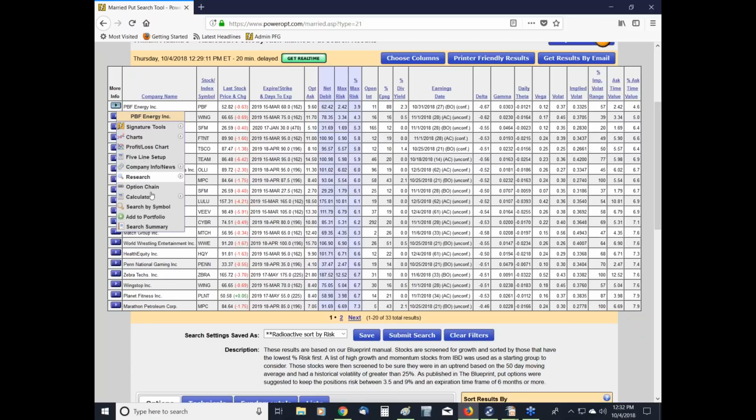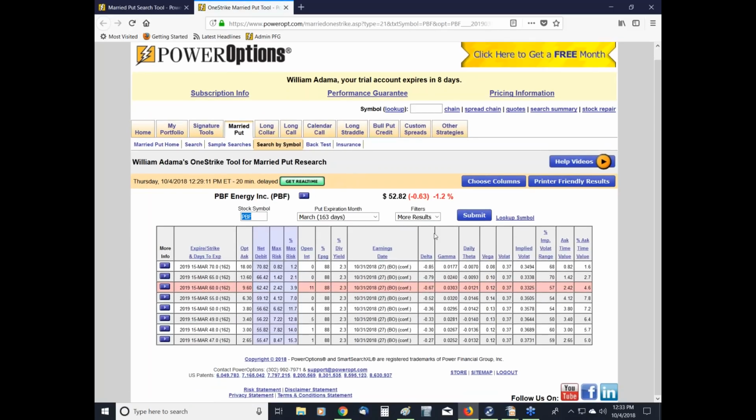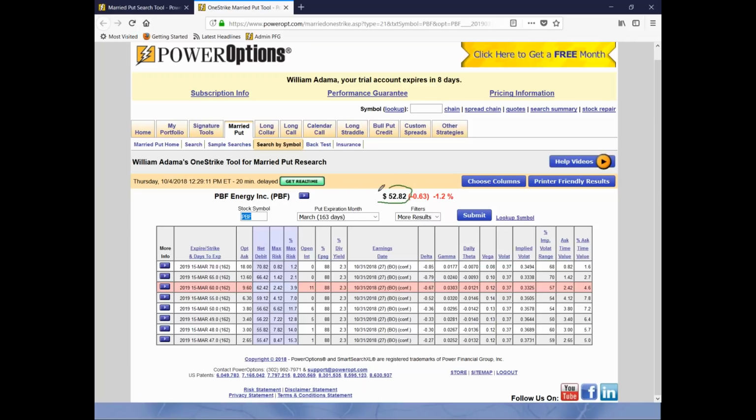So now what I'm going to do is actually take a look at search by symbol. I know that this is the stock I want. I see that this risk is available. It's out to March, 162 days. That's still within my range. But just as I did with Penn, I want to take a look at those other strikes. What other strikes are available with stock trading at 52.82? 60 strikes, about 7 points in the money. It's kind of a steep move to expect, but again, looking at the stock chart would tell me if that's a reasonable expectation in the next 20 to 30 days.